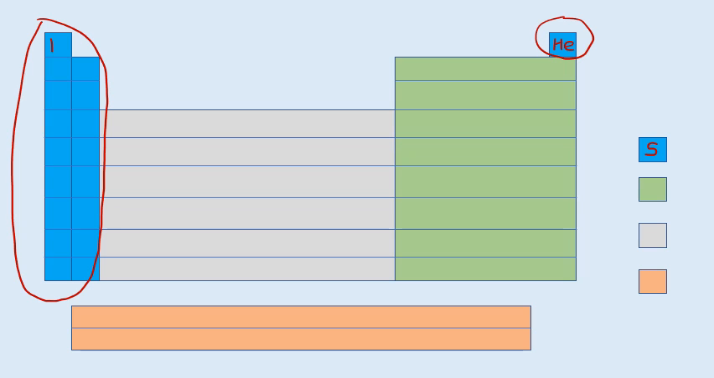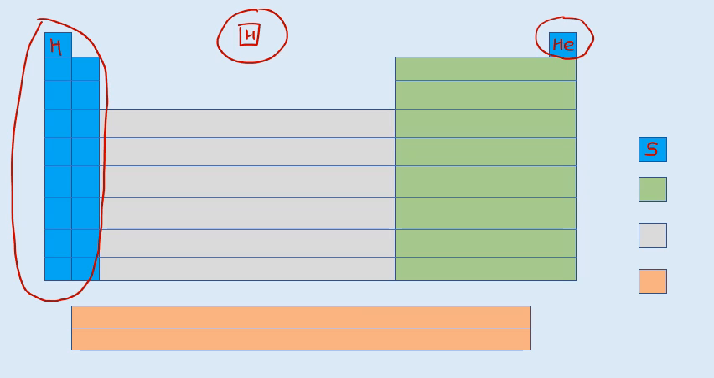This element up here would be hydrogen. Sometimes you'll see hydrogen floating over here. That's absolutely fine, it depends on which periodic table you're looking at. I believe the one that you get from AQA will in fact have hydrogen here. But all the blue elements are classified as S block.